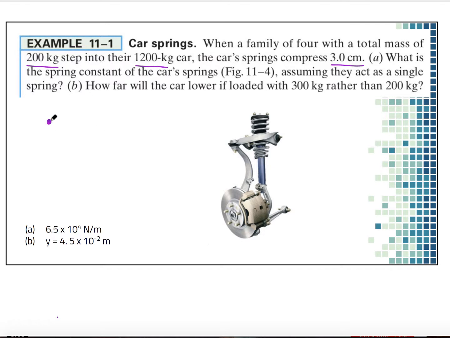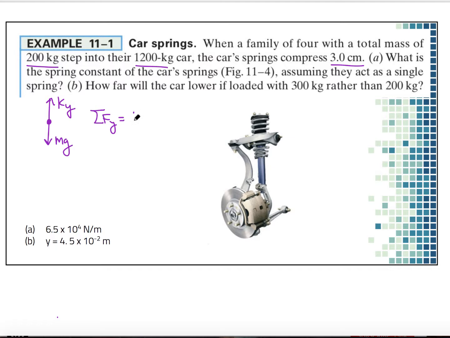To begin with, let's make sure we understand that we have the force of gravity acting downward, and a spring force acting upward. And actually, let's use y instead of x. So what you have here is a situation where we know that an additional 200 kilograms causes a compression of 3 centimeters. So why is that important?